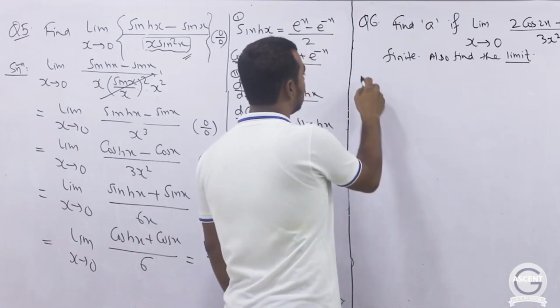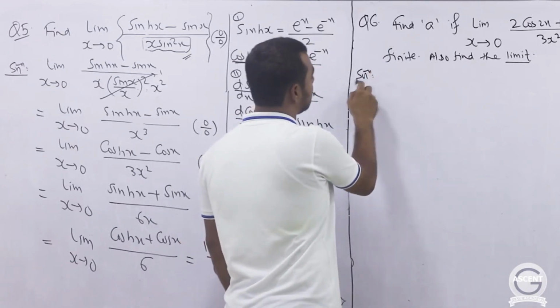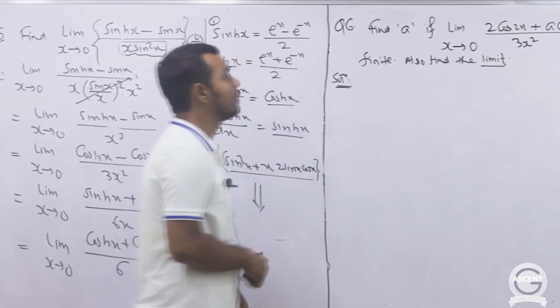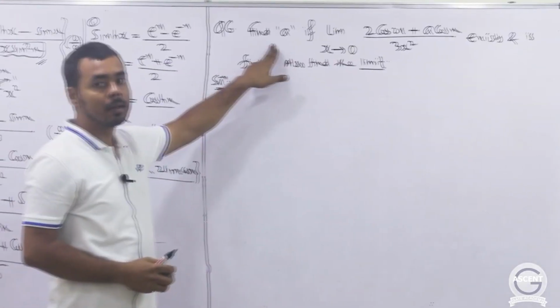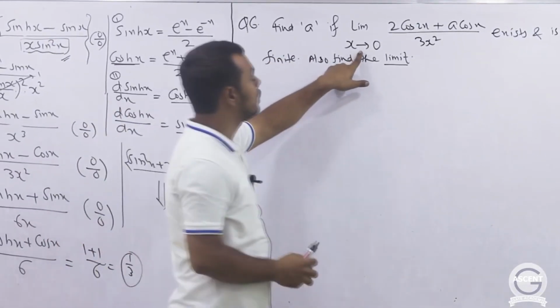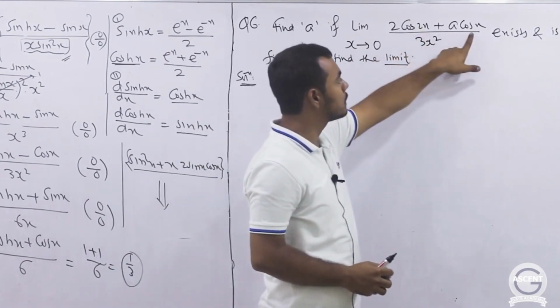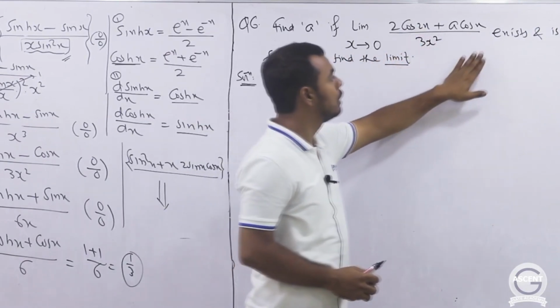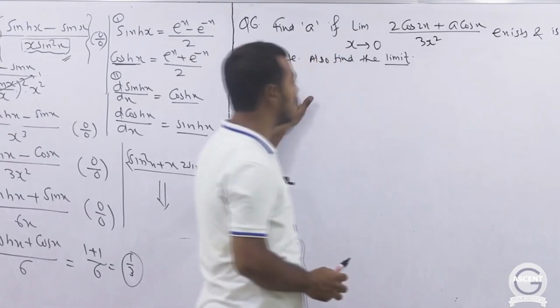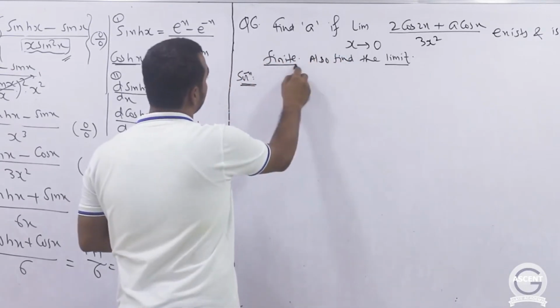So the next question is also a very good problem. The question is, find the value of a if the limit x tending to 0 of (2 cos 2x plus a cos x) by 3x square exists and is finite. Now this is a very important term.